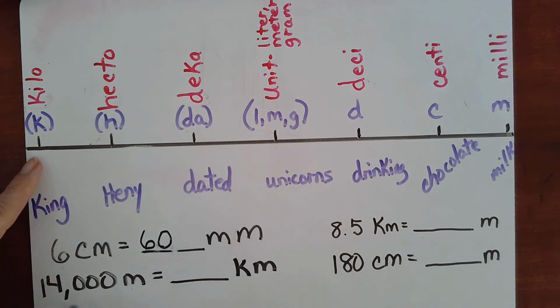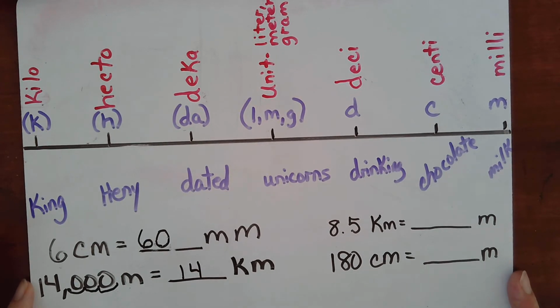Where is our decimal here? We know it's at the end of a number, which means we're going to go 1, 2, 3 places to the left. 14. You don't need your decimal in 3 zeros. 14 kilometers. Easy squeezy, huh? All right, let's look at our first two on this page.